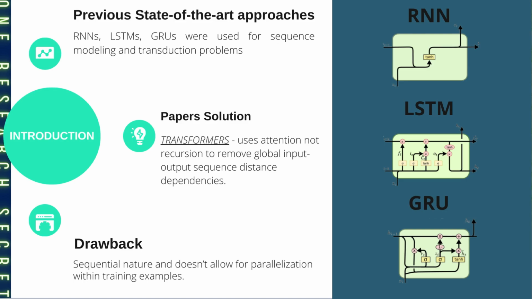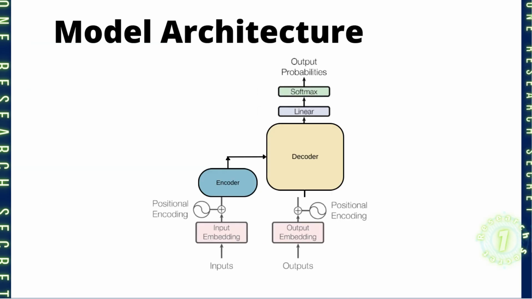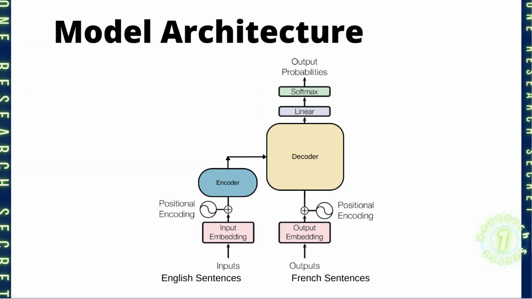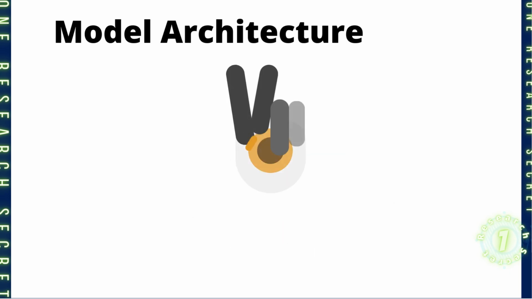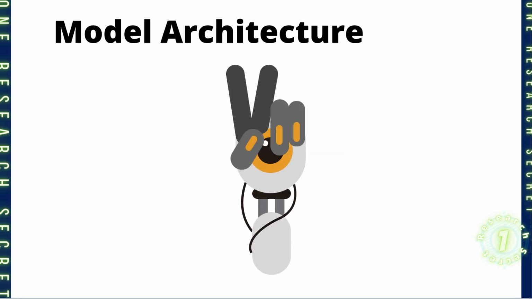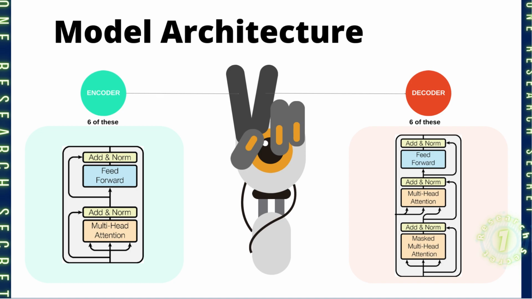Let's discuss the model architecture. The transformer model consists of a few components. We will discuss each one of these one by one. Its two main components are encoder and decoder stacks. A layer in the encoder and decoder is mainly made up of normalized multi-head attention and feed-forward layers. Six such layers are stacked.